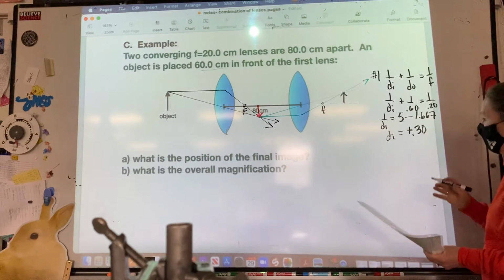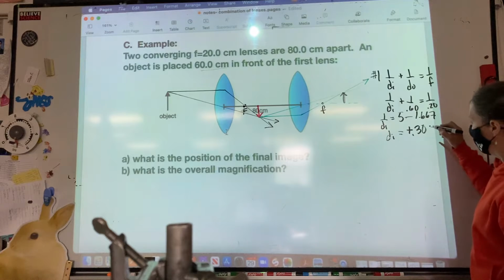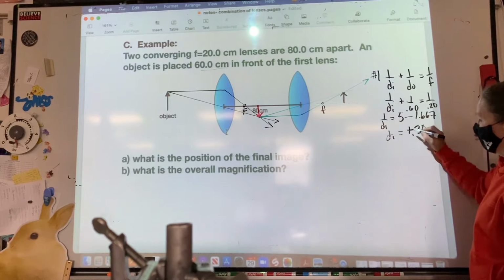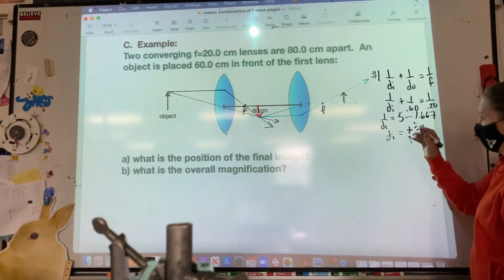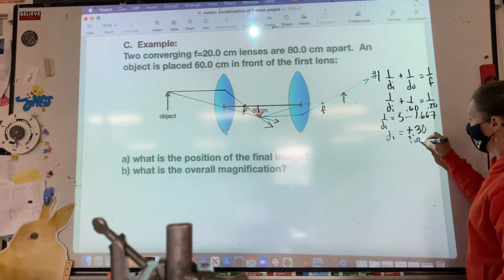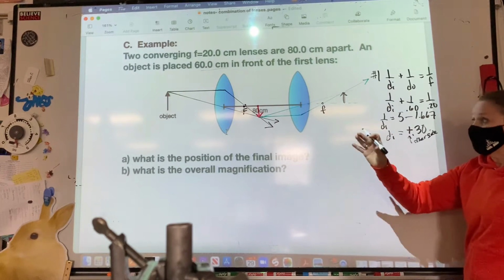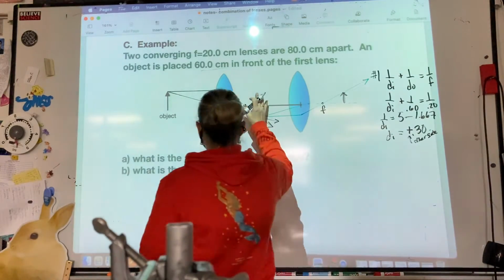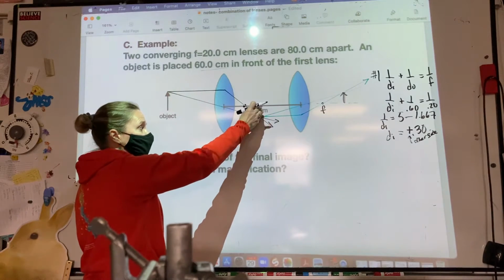Okay? Now, remember what these things tell us. 30 centimeters from the lens, and the positive tells me what? Opposite of the object. Okay, it's on the other side of the lens, right? I learned that. The positive is where we normally expect it to be. So a converging lens, it's here. This would give you a negative distance. This is a positive distance.